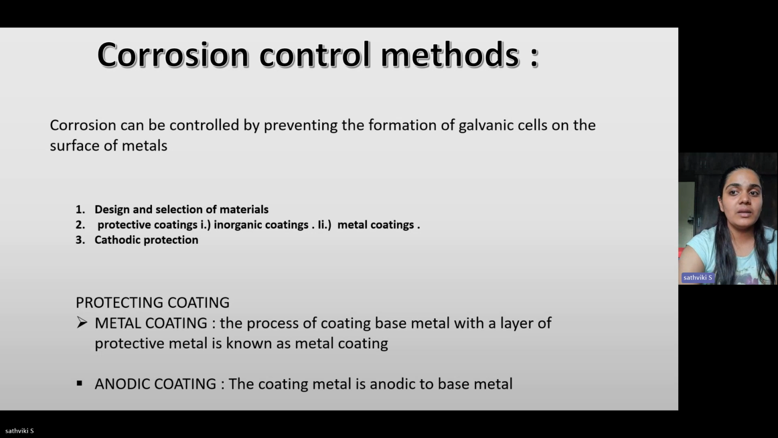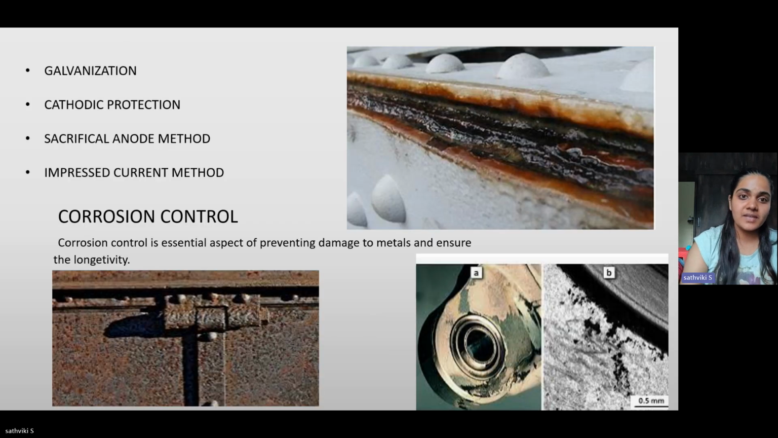The coating metal is anodic to the base material. Other types are galvanization and cathodic protection, including the sacrificial anode method and the impressed current method. Corrosion control is an essential aspect of preventing damage to metals and ensures their longevity.